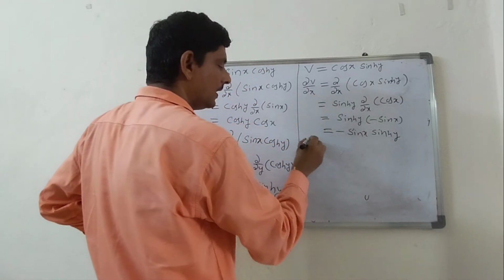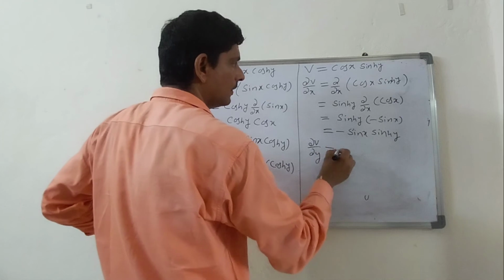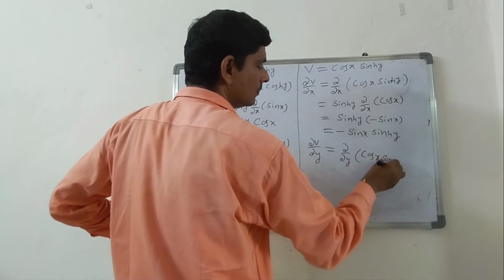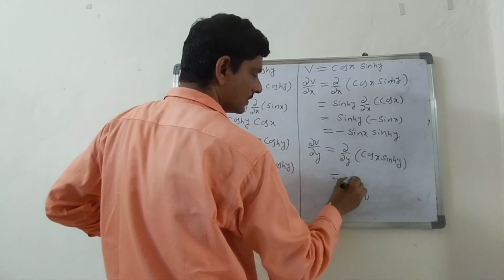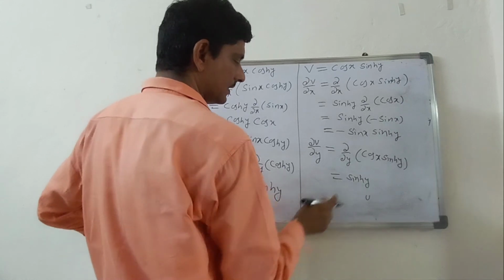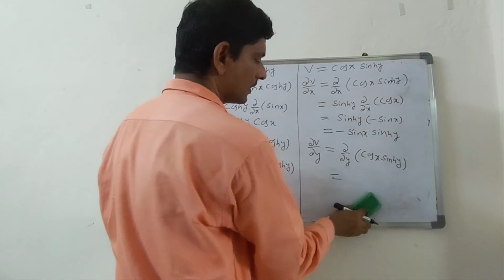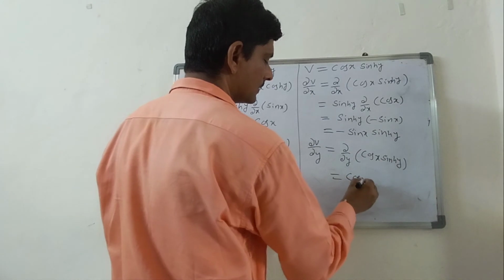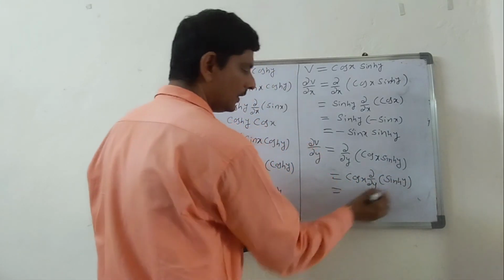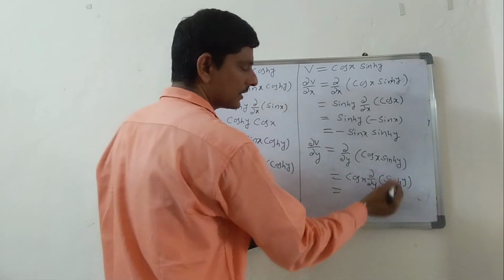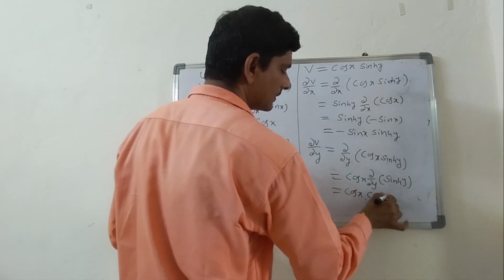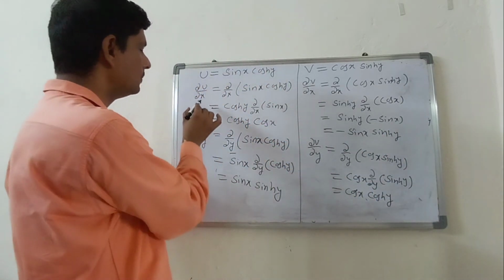And dou v by dou y is equal to dou by dou y of cos x into sin hy. Sin hy is not a constant, cos x is the constant. So cos x you have to take out, cos x into dou by dou y of sin hy. In hyperbolic both are positive, so sin hy differentiation is only cos hy. So cos x into cos hy. Okay, so we have found dou u by dou x, dou u by dou y, and dou v by dou x, and dou v by dou y.